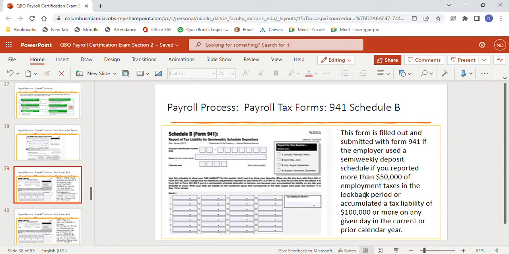Now, you would have to submit a Schedule B if you actually had semi-weekly payments. So this form is filled out and submitted with Form 941 if the employer used the semi-weekly deposit schedule, and if you reported more than $50,000 of employment taxes in the look-back period, or accumulated a tax liability of $100,000 or more on any given day in the current or prior calendar year.